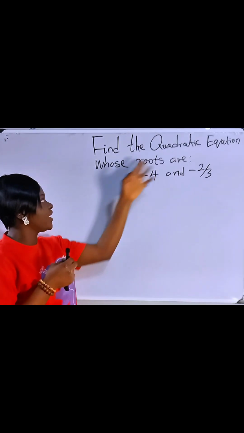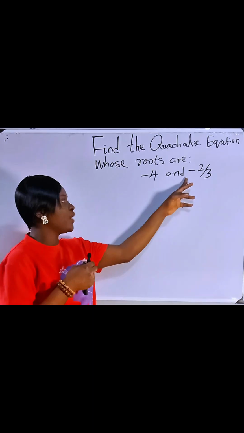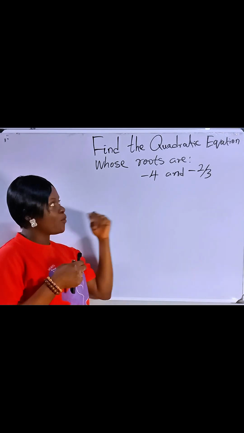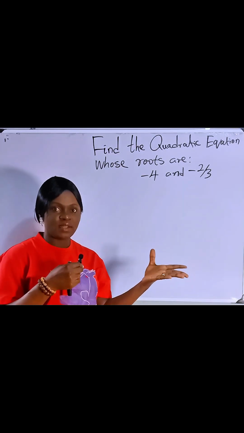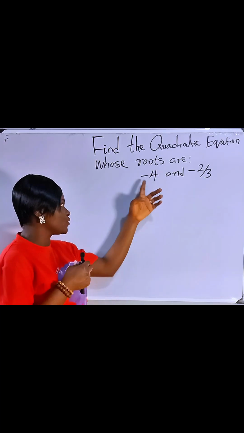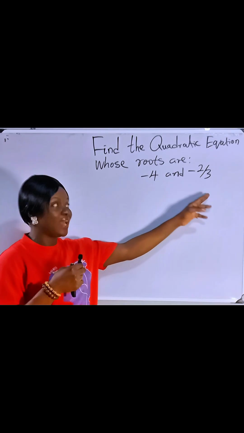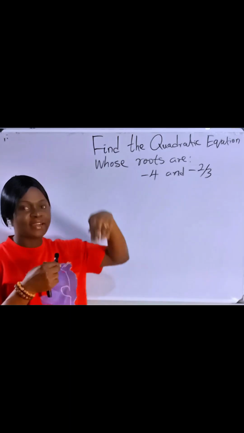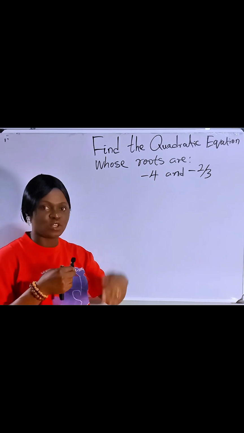Find the quadratic equation whose roots are -4 and -2/3. Now, did you really understand this question? What it simply means is that they had a quadratic equation that they solved and got the roots -4 and -2/3, and we are asked to reverse this. The answers are these, but we have to reverse it back to the question.